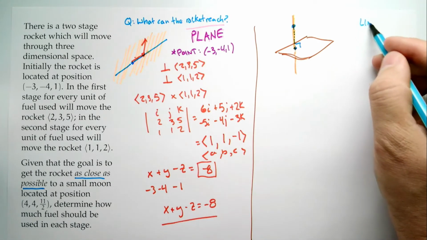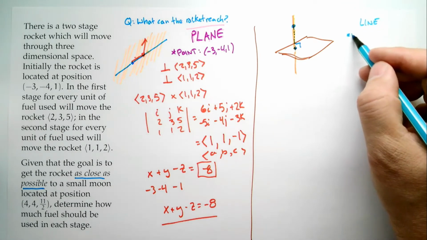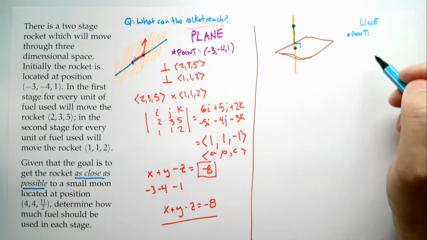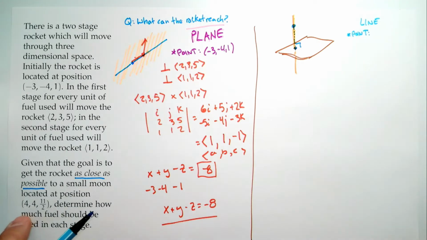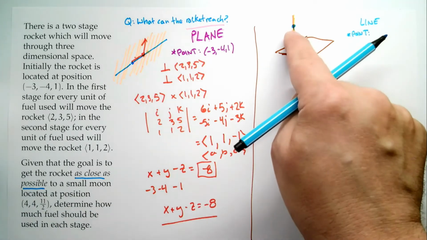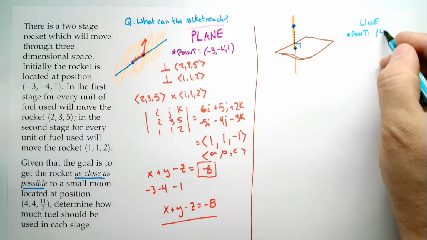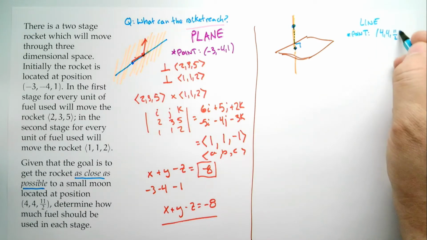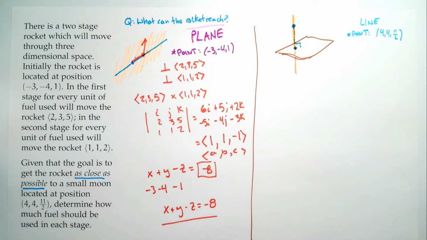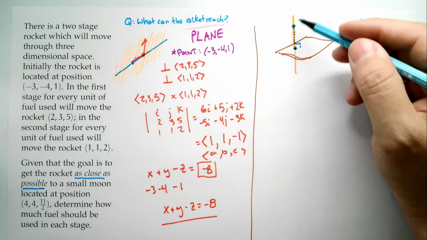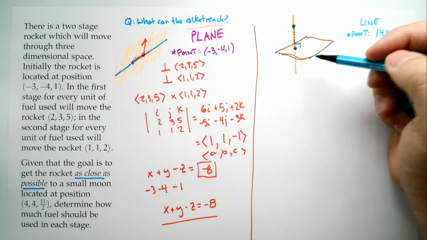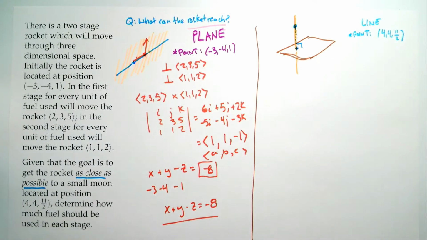A point and a direction. Do we have a point? Yeah, what's the point going to be? 4, 4, 11 halves. The moon. We have our point. Now, do we have our direction? The normal vector. Because this line should be perpendicular to the plane, which means the direction of the line has to be a direction that's perpendicular to the plane. By definition, that's the normal vector. The normal vector is the direction which is perpendicular to the plane.